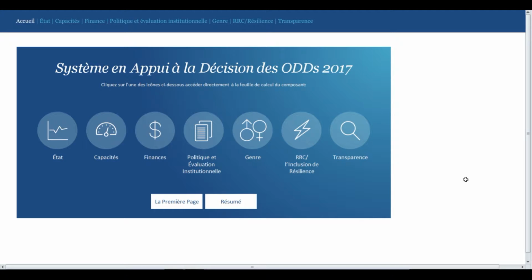This tutorial will be on the SDG Policy Support System, or the SDG PSS. I'm going to very briefly introduce the structure of the PSS with regard to the components that are used.